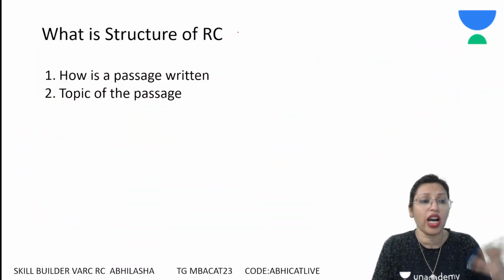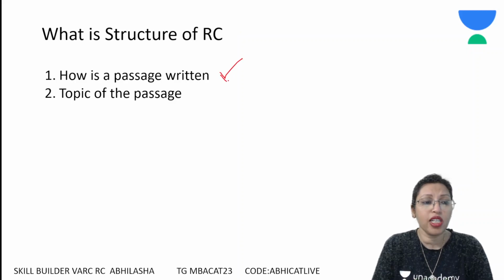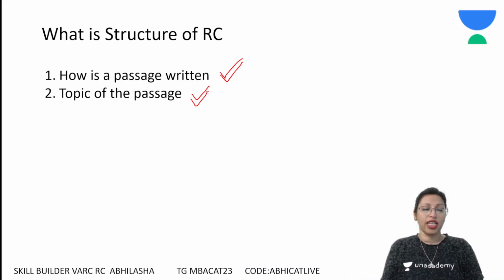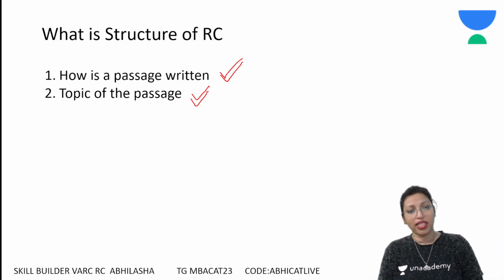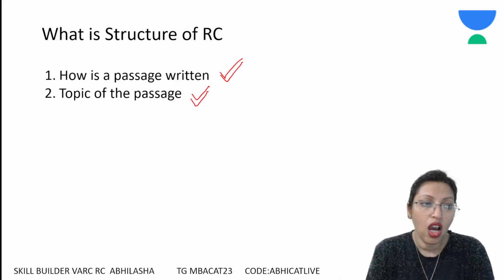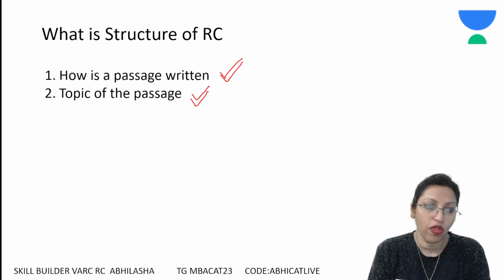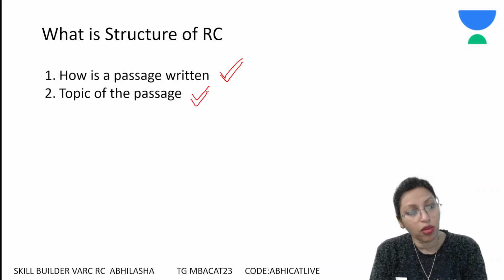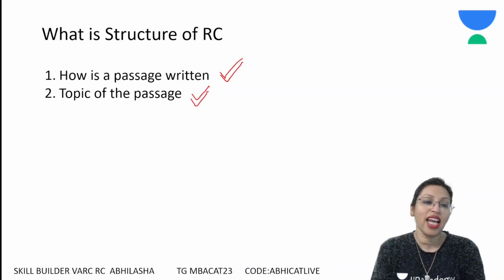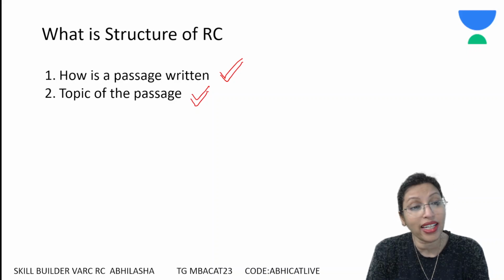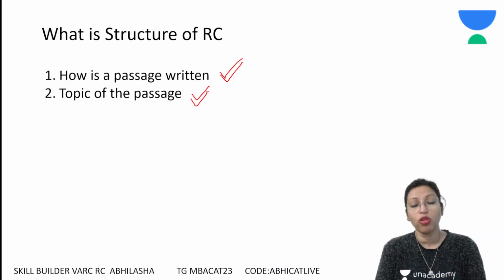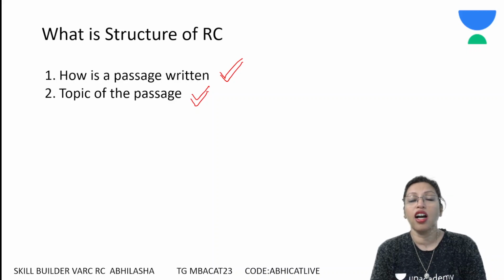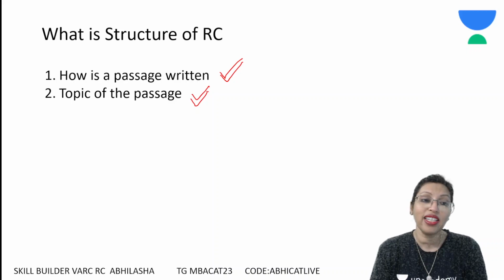Now, what is the structure of the RC, like we are talking about, is how a passage is written, and the topic of the passage are very, very closely related. Like I was just telling you also that the writing of the passage is very closely interlinked with the topic of the passage. So whatever the topic of the passage is will determine the flow of thought and will determine the writing style. Now the writing style can be formal, informal also. So that is the language of the passage that we are talking about. Whether it is formal, informal, casual, comic, or satirical. So that is the writing style.